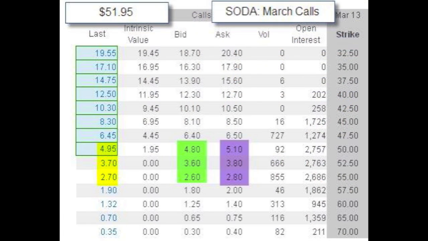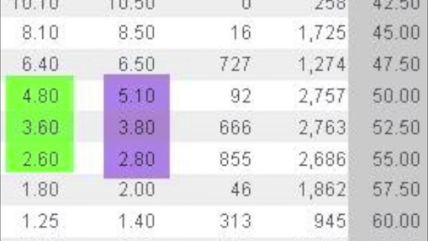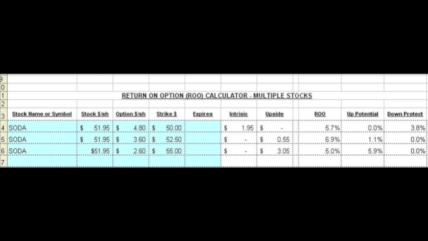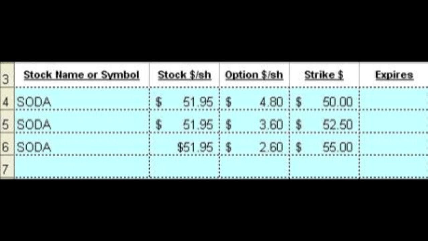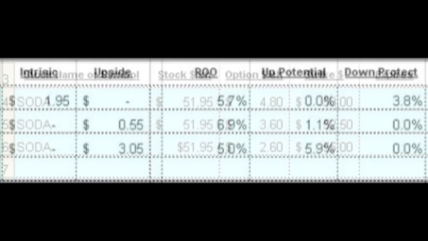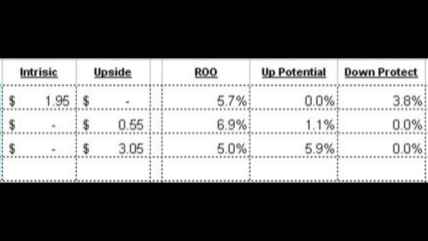So I've highlighted the $50, the $52.50, and the $55 strike prices. We could see that the bid prices are $4.80, $3.60, and $2.60. So Bill, let's take that information and feed it into the multiple tab of the Ellman calculator. And here we have in the screenshot in front of you, the information is fed into the blue cells on the left-hand side, and the calculations appear on the white cells on the right-hand side.